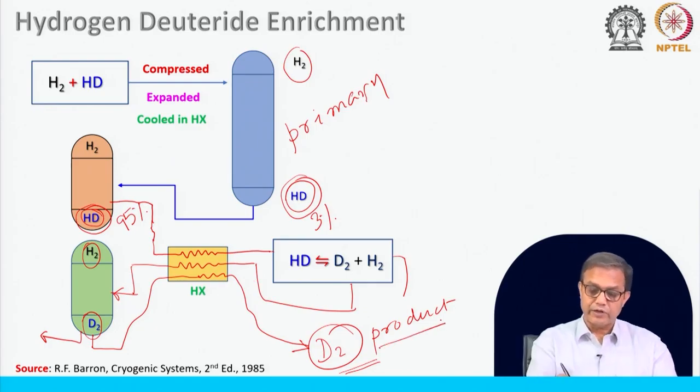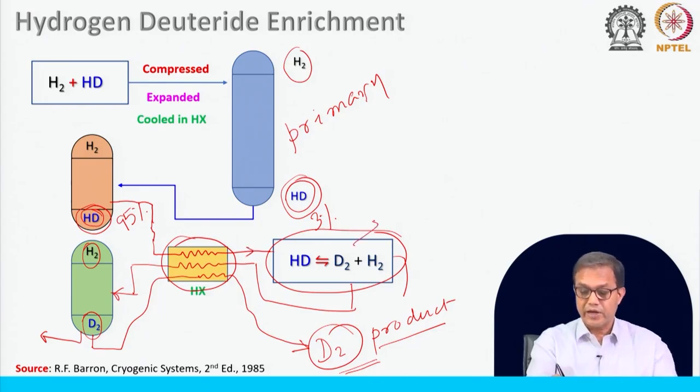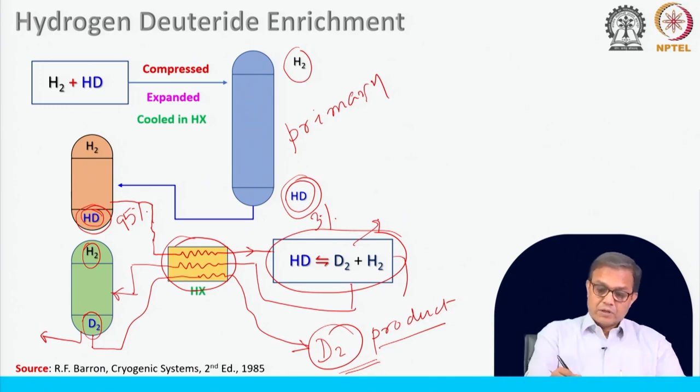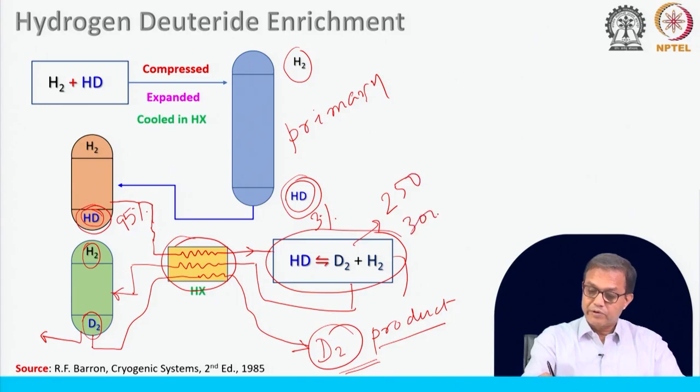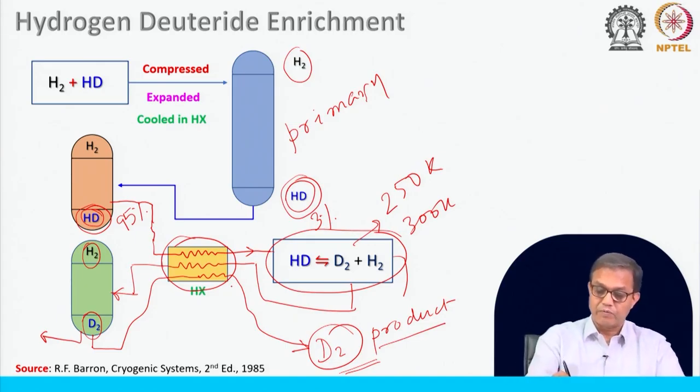Now, the question is, why did we do this decomposition? I mean, why did we use this heat exchanger to heat it up? Because this reaction is favored at higher temperature. So, typically 250 to 300 Kelvin depending on its application, it will be cooled down or heated up depending on this heat exchanger and the operation.